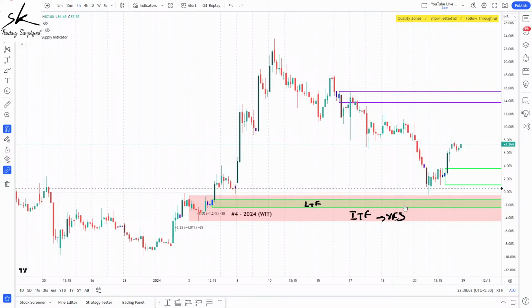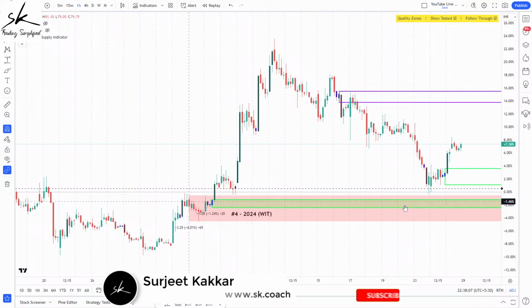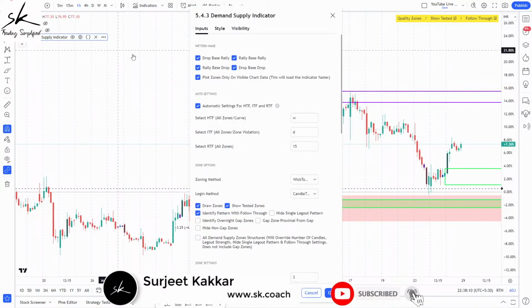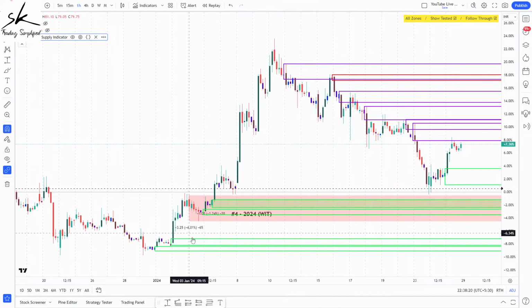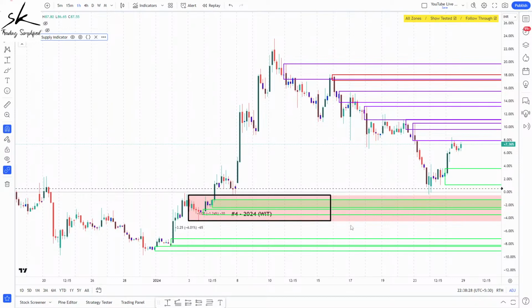So now we need to check, do we have a case of level on top of level? And for level on top of level, it is not mandatory that the other zone be a quality zone. So that is why I'll change the indicator settings so that I don't want only quality zones. I want all demand supply zone structures, right? Once I change these settings, you will see that it is identifying all the structures, even if they are not quality areas. And now we definitely have an intermediate time frame zone, which on the lower time frame is dividing into multiple zones. So since we have an intermediate time frame zone which is dividing into multiple zones, we call it a case of level on top of level.